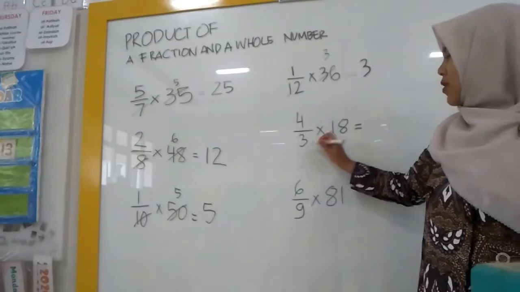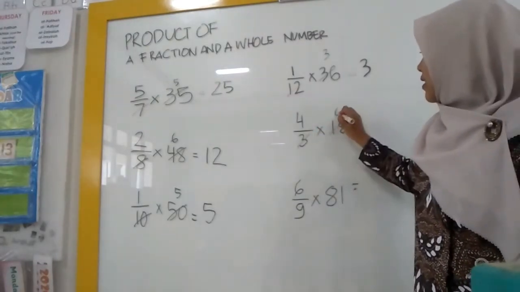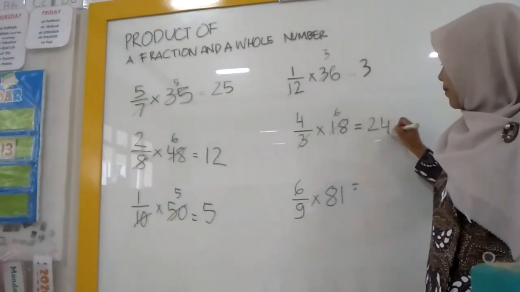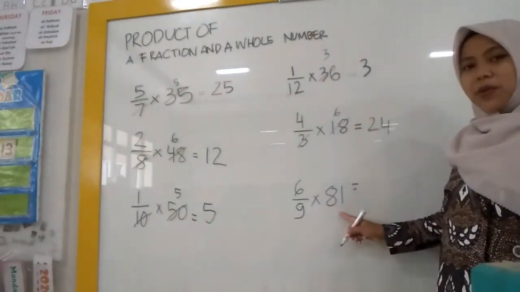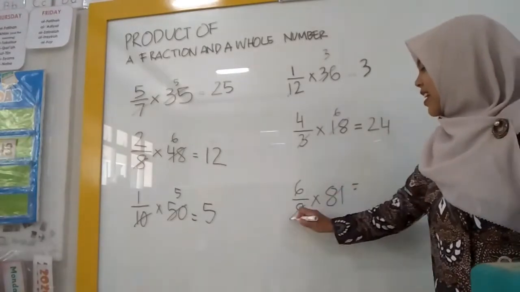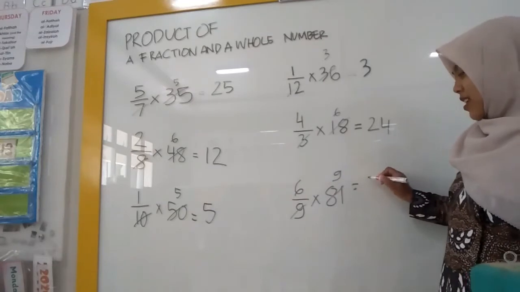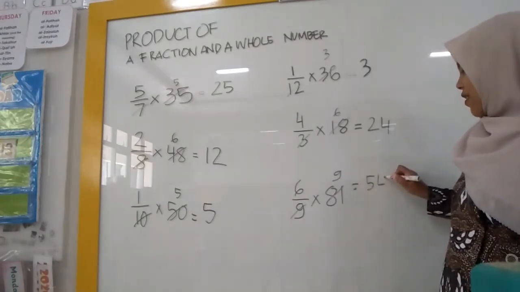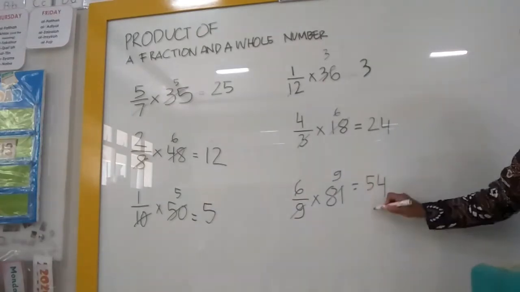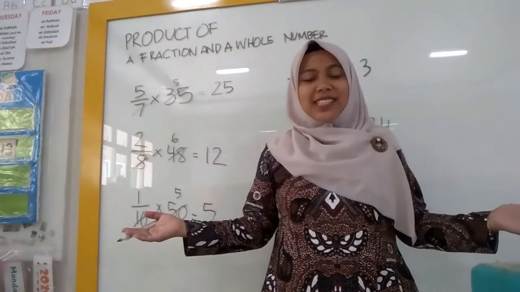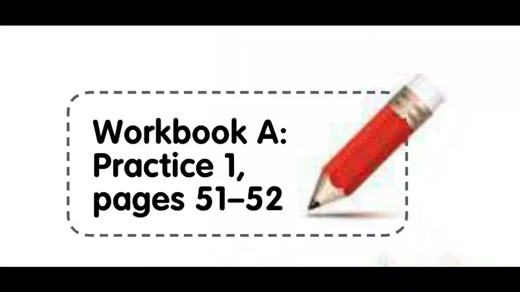18 divided by 3 is 6. 4 times 6 is 24. 81 divided by 9 is 9. 6 times 9 is 54. Got it? Practice makes perfect, so please practice yourself. Good luck. Okay, now please practice in the workbook, Practice 1, page 51 up to 52.